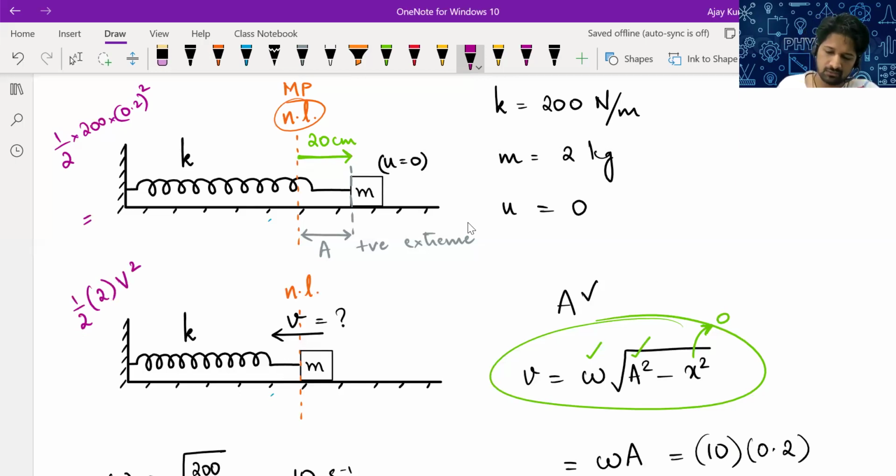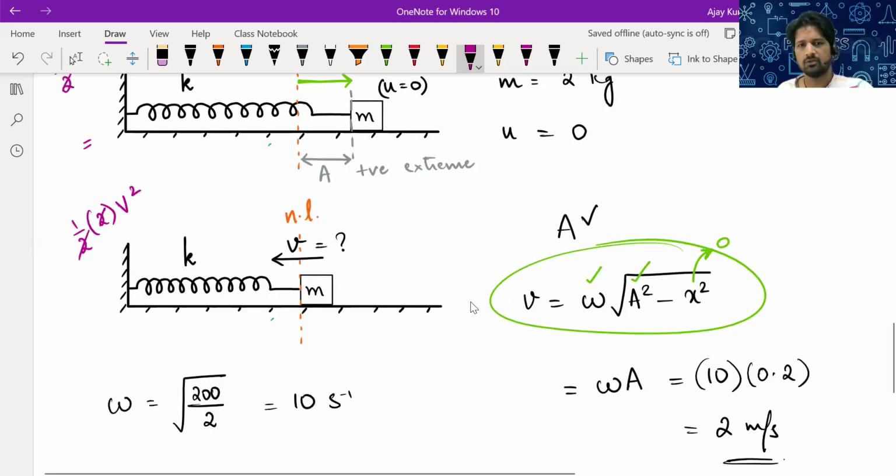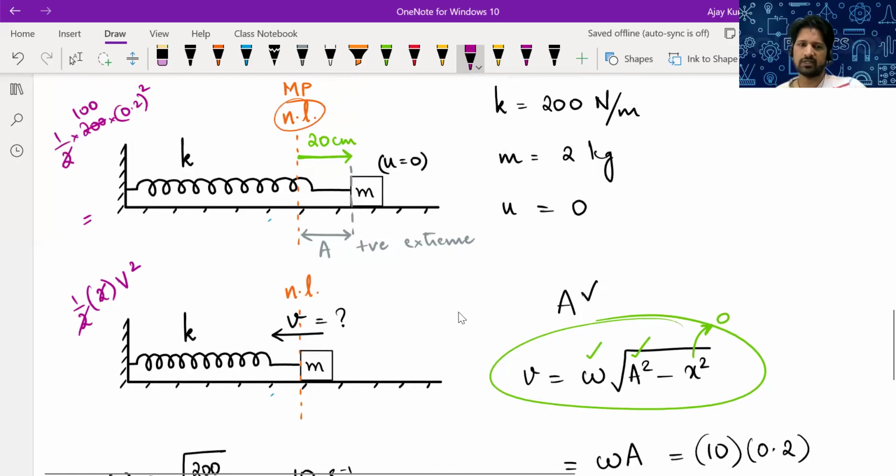Just equate these two. Half and 2 get cancelled. This becomes 100 into 0.2 whole square. 0.2 whole square is 0.04, into 100 is simply 4. So you get v square is equal to 4. That also makes v 2 meters per second. So if speed is what you want to calculate, you can use energy conservation. You can use ideas from SHM as well.